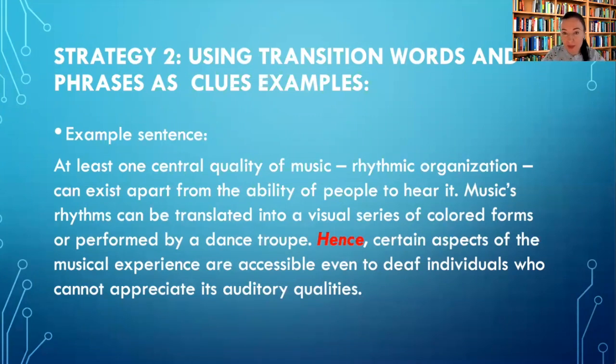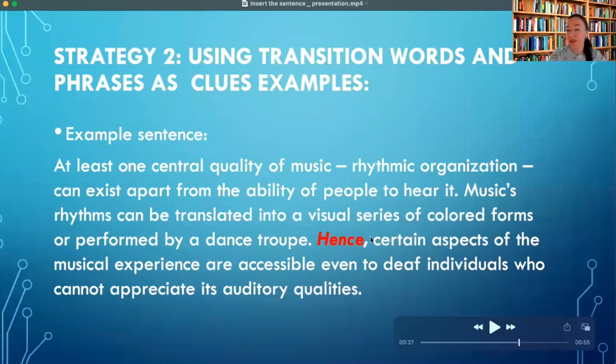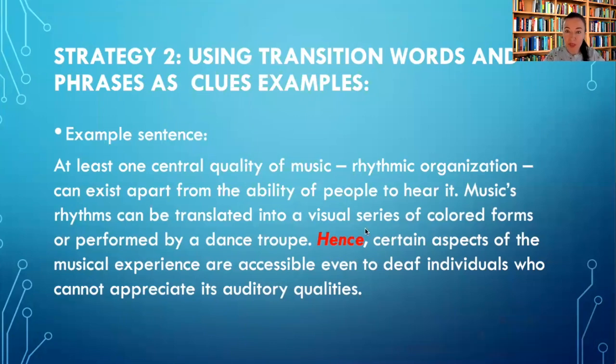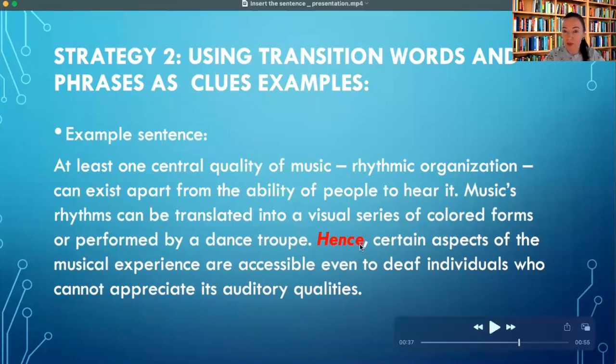Now you can see that the highlighted word here in red is the word hence, which is a transition word. Hence signals that what will be following after it will be the result of what was happening before. So I can conclude that the sentence which is connected with hence to the previous sentence shows the outcome of what was happening in the previous part of the passage.